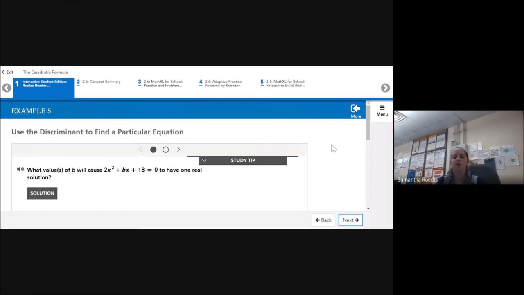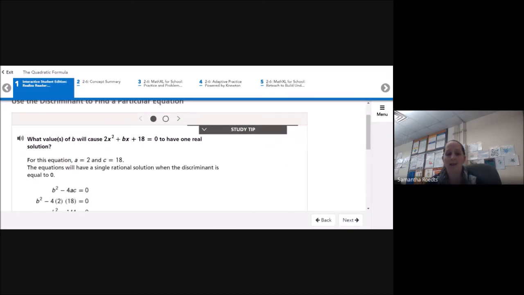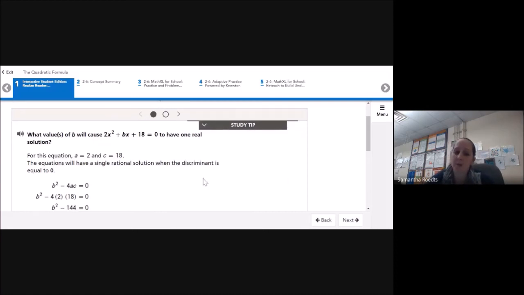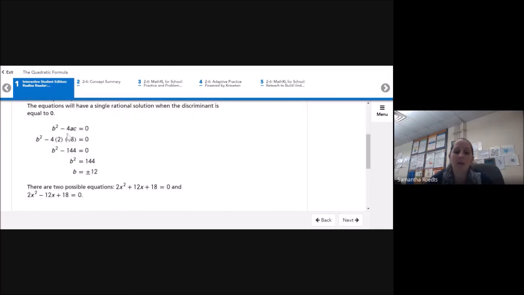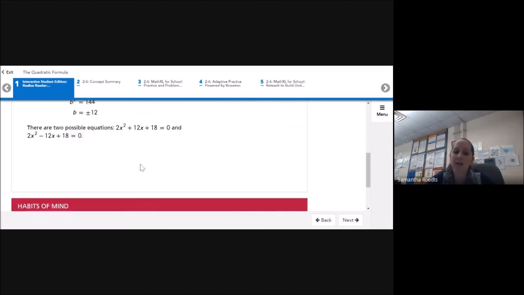All right, I can also use the discriminant to find a particular equation. What value or values of b will cause 2x squared plus bx plus 18 equals 0 to have one real solution? So for this equation, a equals 2 and c equals 18. The equation will have a single rational solution when the discriminant is equal to 0. So b squared minus 4ac equals 0. So b squared minus 4 times 2 times 18 equals 0. b squared minus 144 equals 0. So b is plus or minus 12. So there are two possible solutions, 2x squared plus 12x plus 18 equals 0, and 2x squared minus 12x plus 18 equals 0.